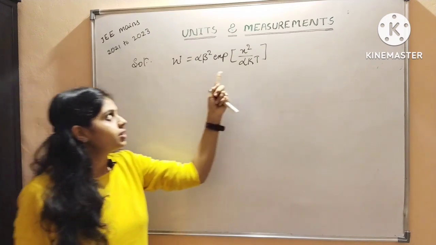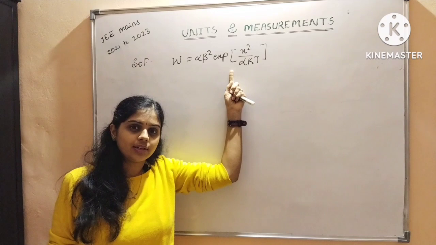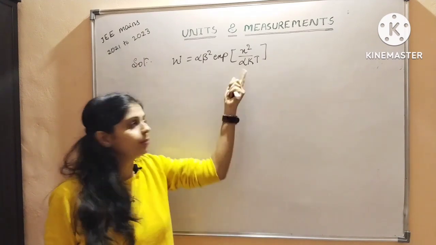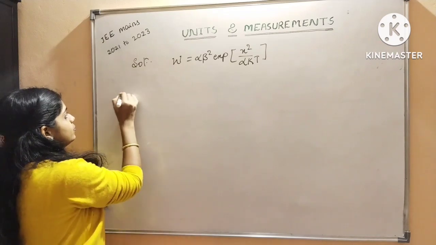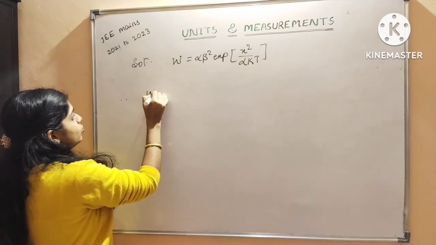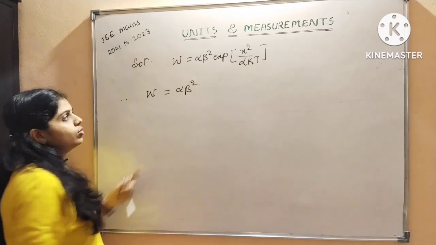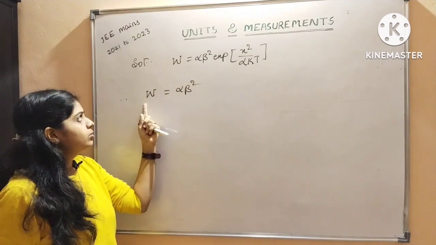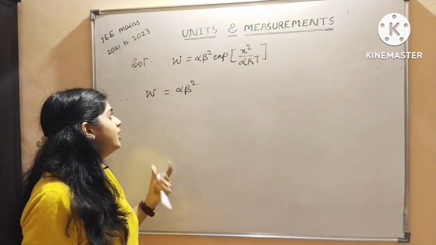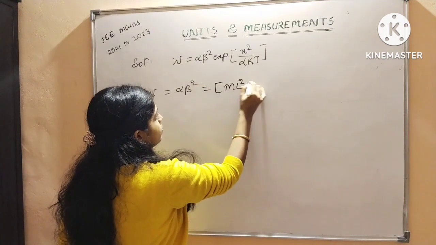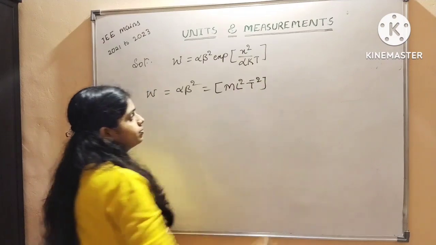First of all, we have to notice that exponential of anything is a constant, that is a dimensionless constant because it is a number. Therefore, the dimension of work done will be equal to dimension of alpha beta square. The dimension of work done is ML^2T^-2.